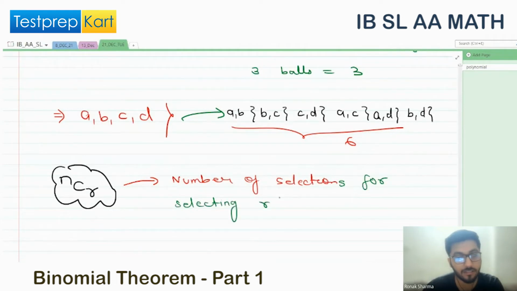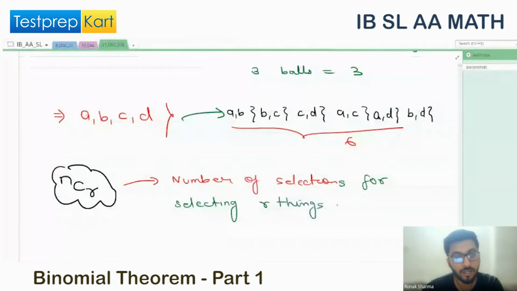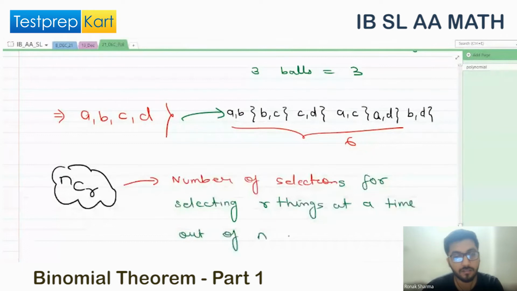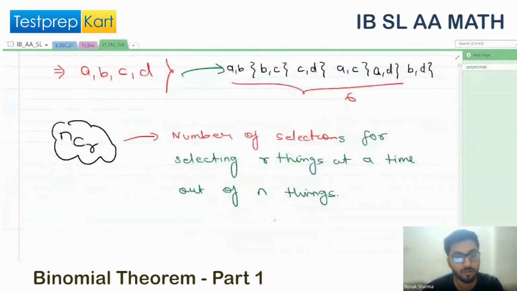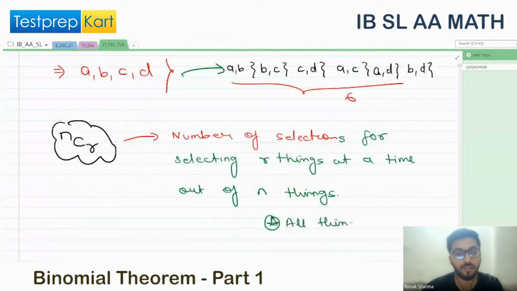Like you saw in the last example, the number of selections for selecting r things at a time out of n things. And one thing is there: all things are different, they are not the same, because that would repeat the cases.